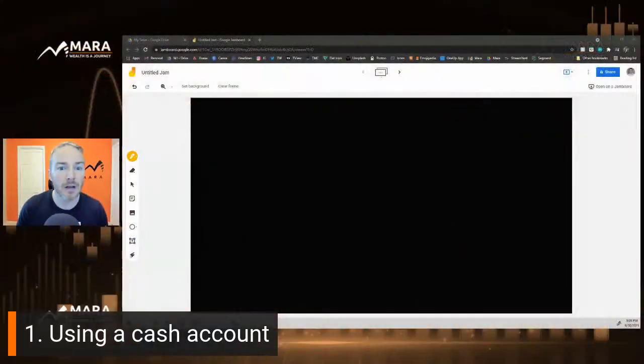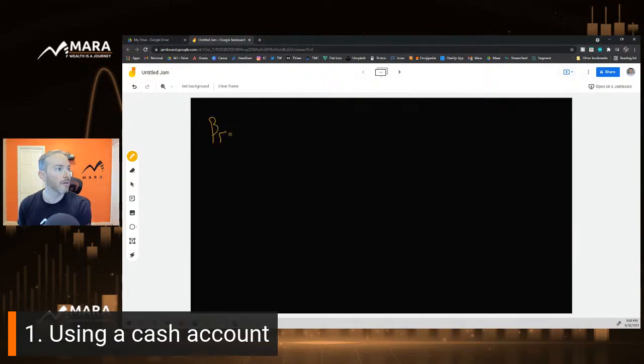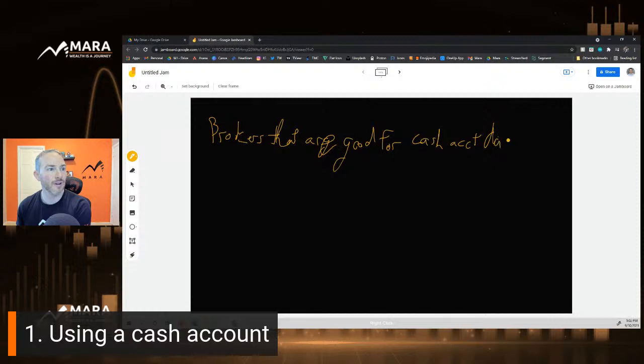Some of the brokers that are great for this, and actually, why don't I switch over to my little board over here, and we'll talk about brokers that are good for cash account day trading. Yes, my handwriting is pretty bad.